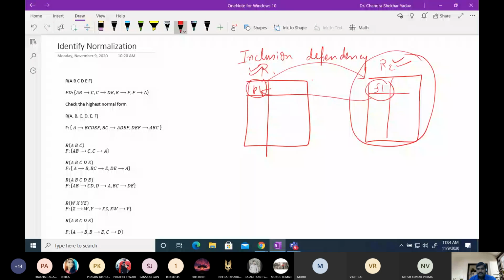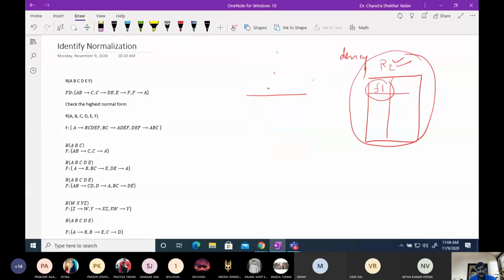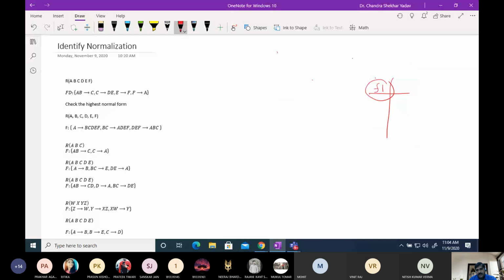Okay, that's all about unit 3. So I have covered all the topics of unit 3. Now solve this question. Now you all are familiar with all the types of normal forms, so solve this question.